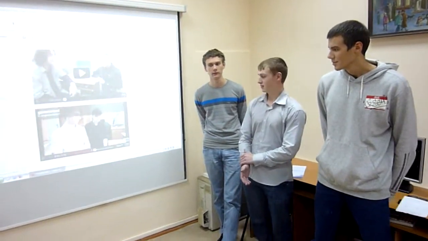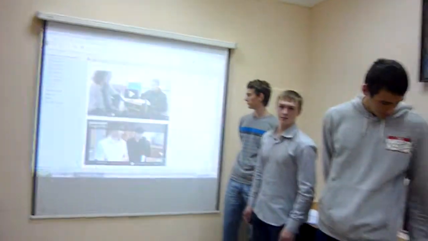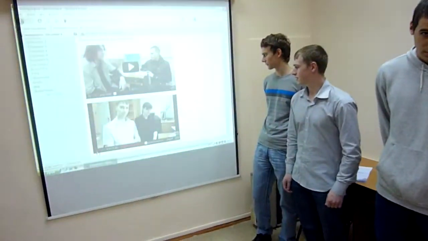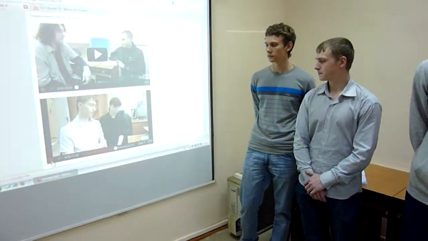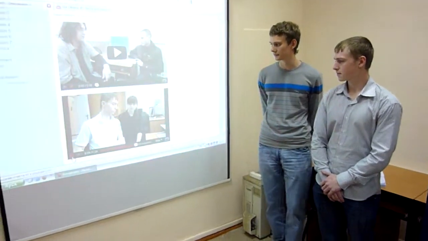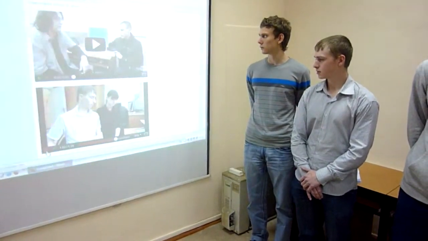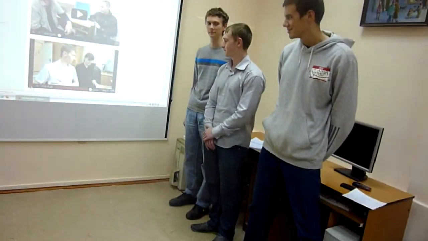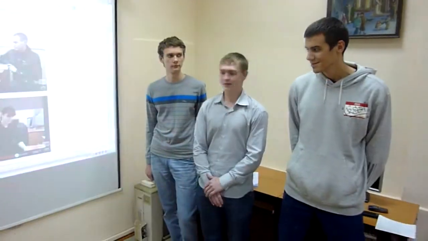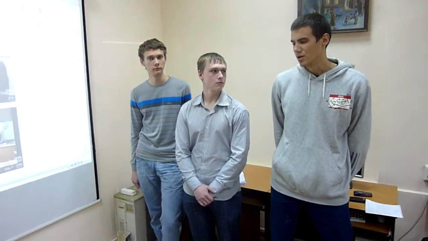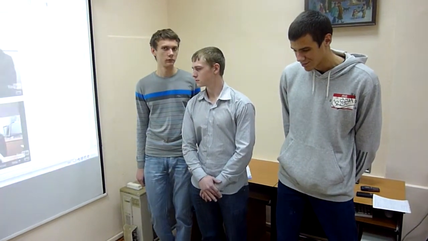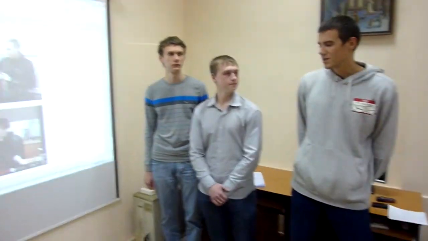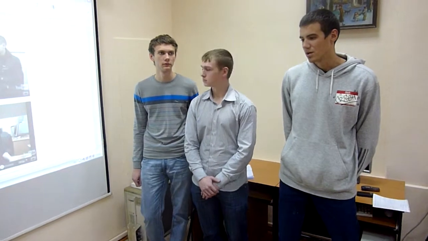So maybe we should look at the board. Are you sure about that? Can you correct the man's mistake? So this man made a mistake when he said that the juridical branch of power consists of the Federal Assembly. Yes, and the juridical branch of power consists of the Supreme Court.